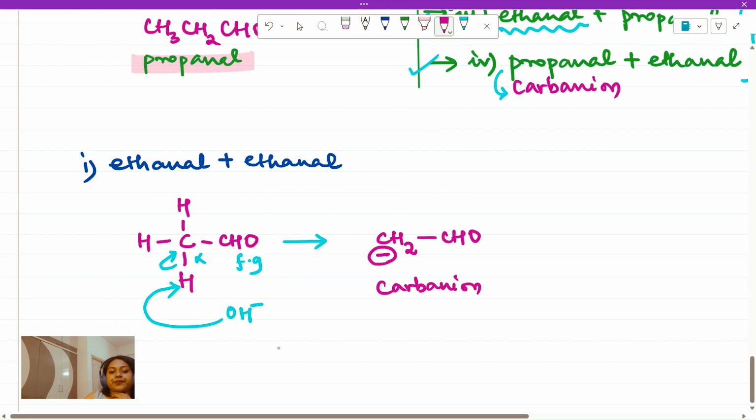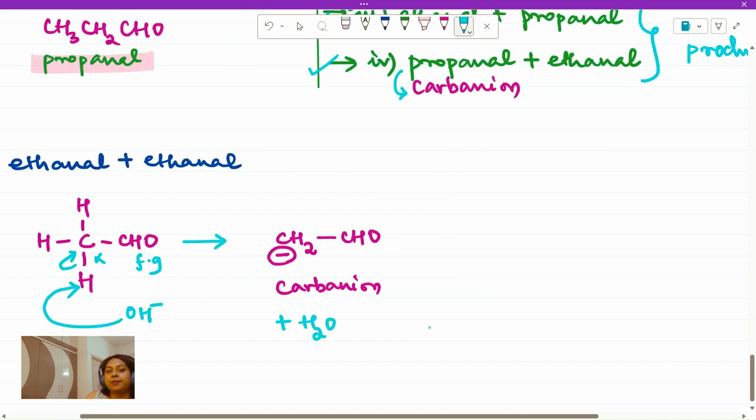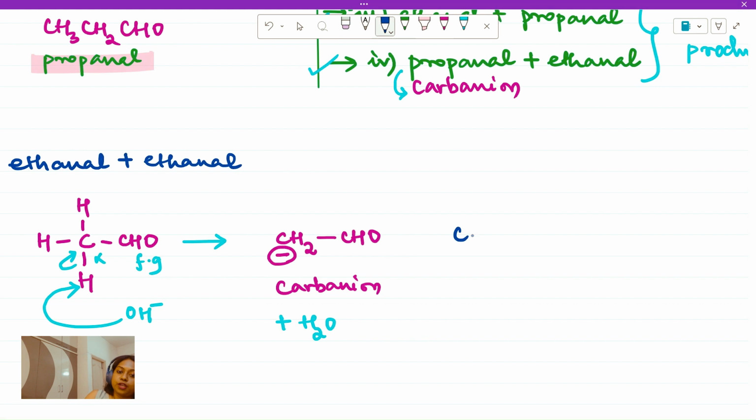Get the point? Okay. इसमें कोई doubt है? And this OH minus after extracting a proton, this forms H2O as byproduct क्योंकि H plus and OH minus combined together, right? Now, इस carbanion पे we can add one more molecule of ethanal. एक ethanal से we formed a carbanion. Now, one more molecule of ethanal.